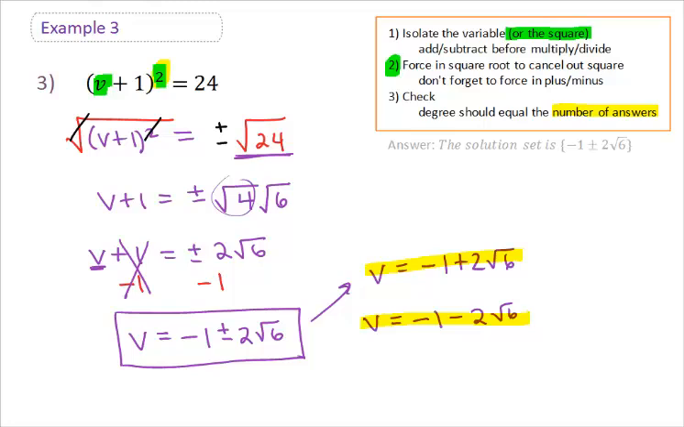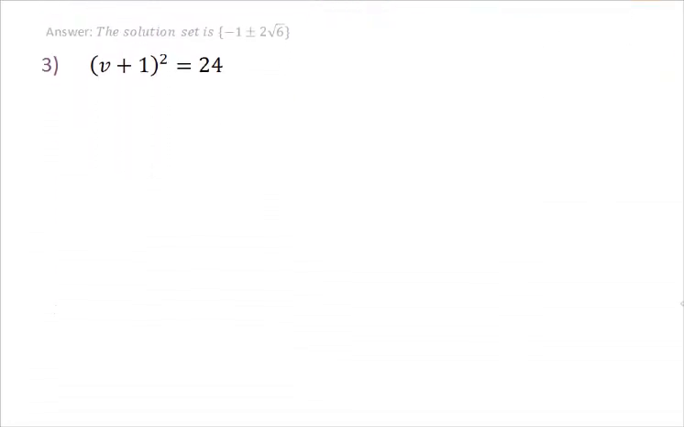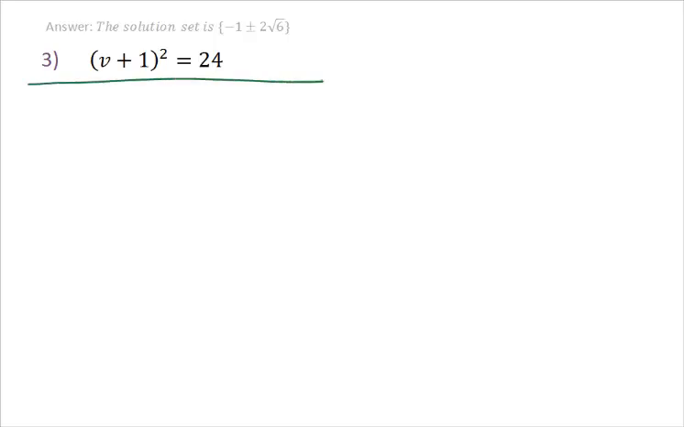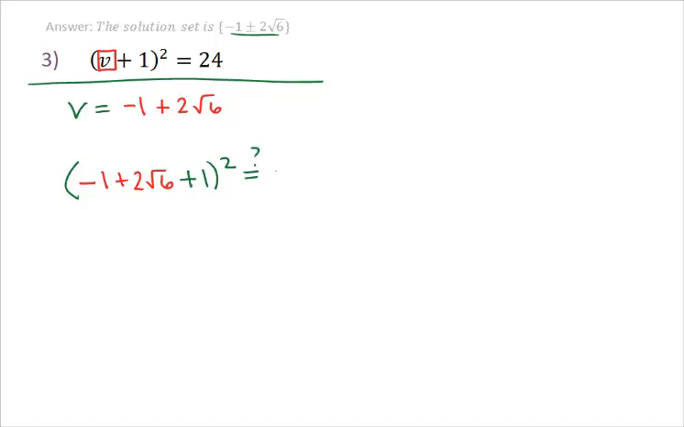Alright, now we need to fully check and make sure that each of these answers work out the way that they should. So going back to your original problem and substituting in your answers here. We can substitute them in one at a time. So let me start with the positive one of negative 1 plus 2 root 6. So substituting that in for my v in the equation gives me negative 1 plus 2 root 6, and then that is plus 1 squared, and we're trying to confirm that this is equal to 24.